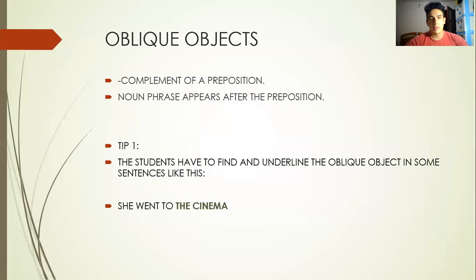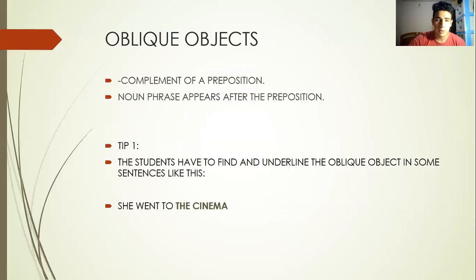Now let's talk about the oblique objects. The oblique object is a complement of a preposition. It is a noun phrase that is dominated by a prepositional phrase. So basically, this is the complement of a preposition, a noun phrase that appears after the preposition.